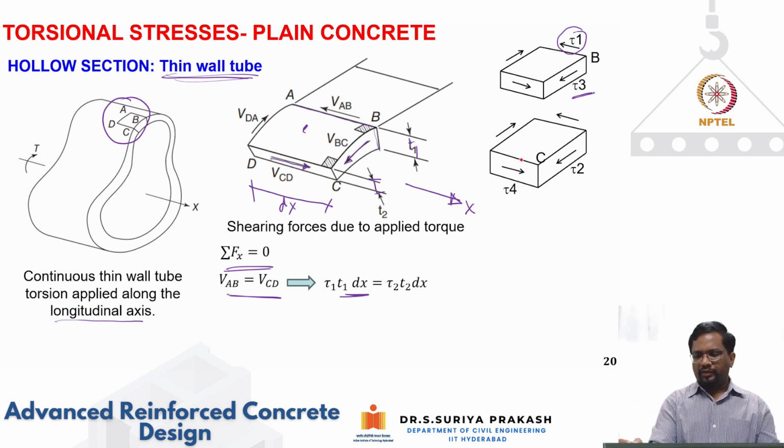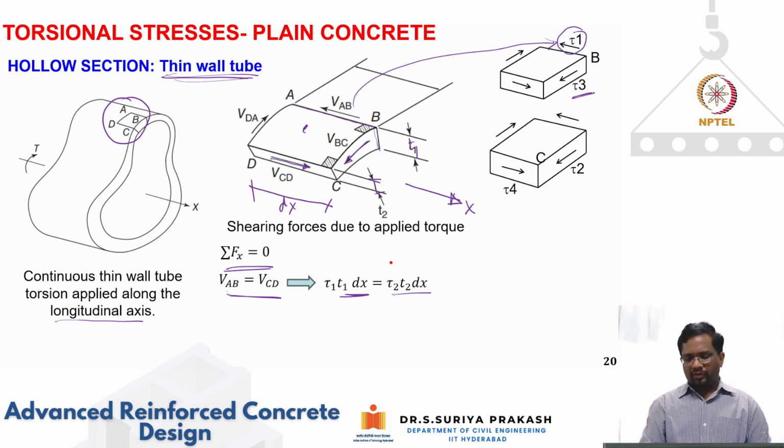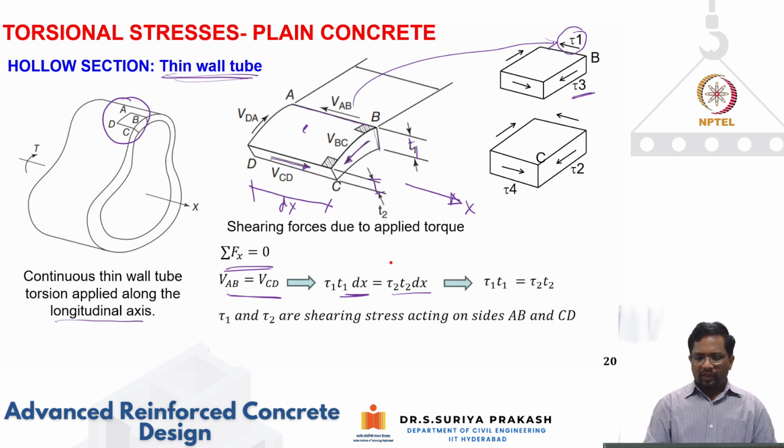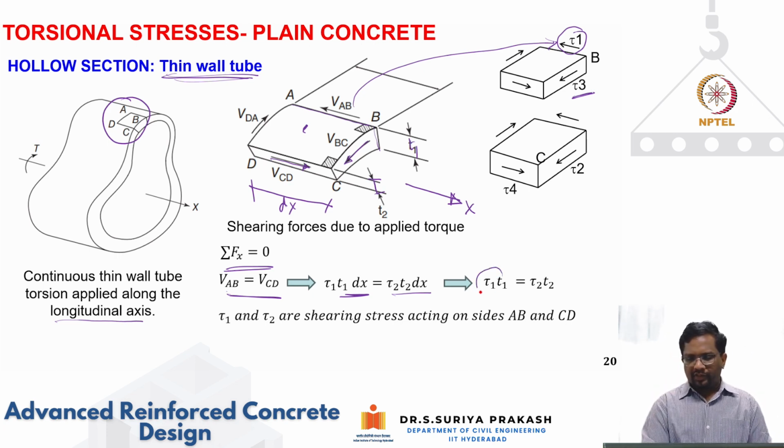So here you can see that VAB means at this location T1, tau 1 is acting. Tau 1 multiplied by T1 times dx is nothing but your shear VAB. Similarly, tau 2 multiplied by T2 into dx is going to be your VCD. So they have to be equal. Now dx is the same, so they will get cancelled. So what we can find is tau 1 T1 is equal to tau 2 T2. Or in other words, the product of shear stress and thickness should be the same across different faces.